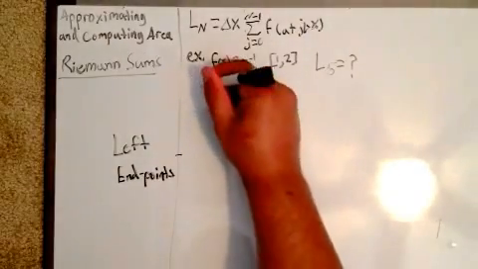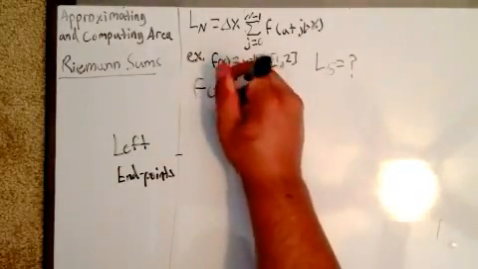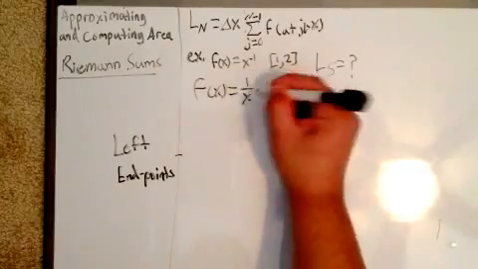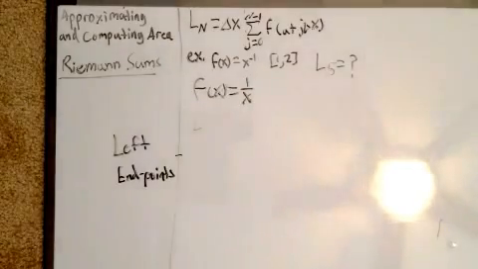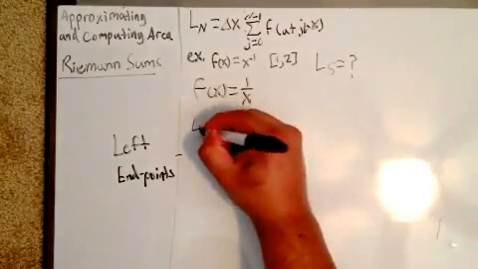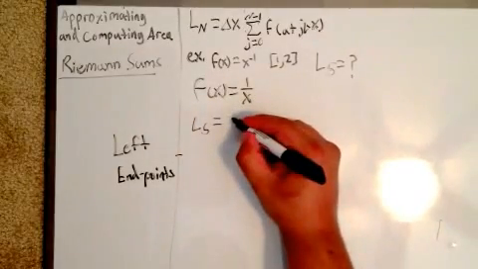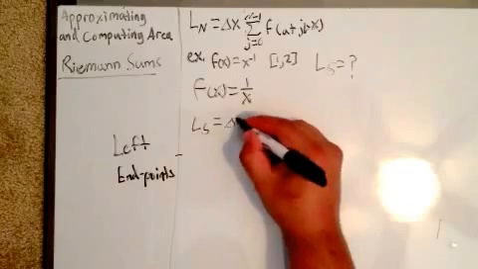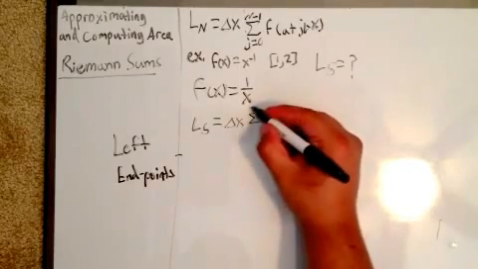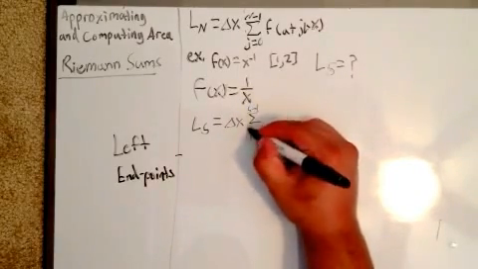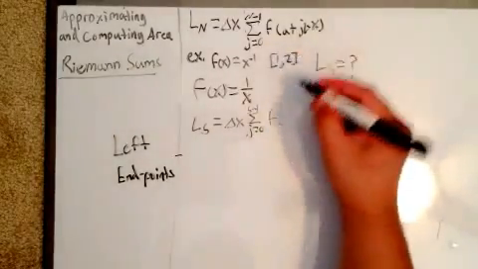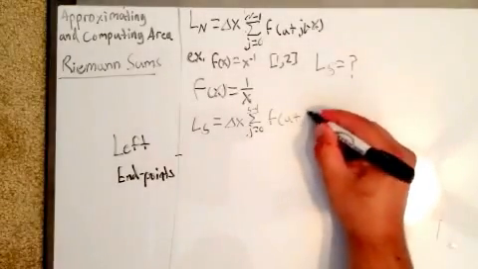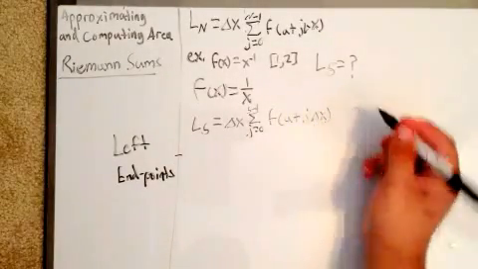So we can rewrite f of x equal to 1 over x. Now we're going to write L of 5 is equal to delta x times the summation from j equals 0 to 5 minus 1 of f of a plus j times delta x, where a is 1.